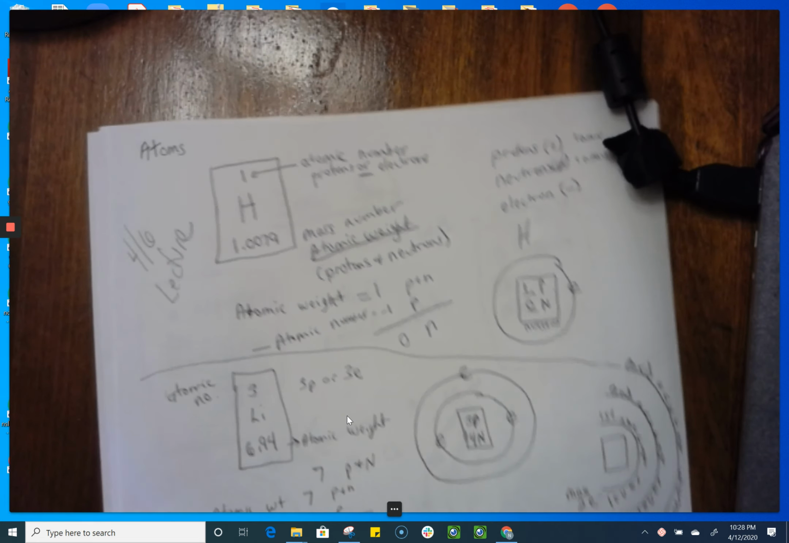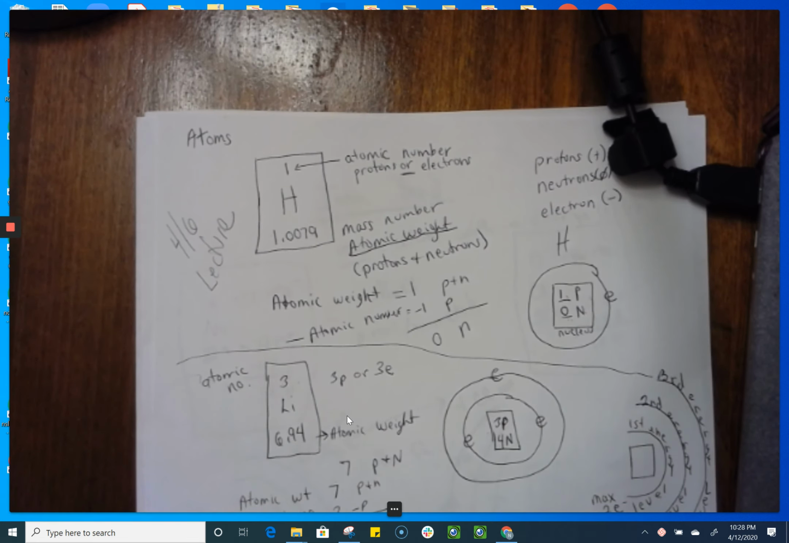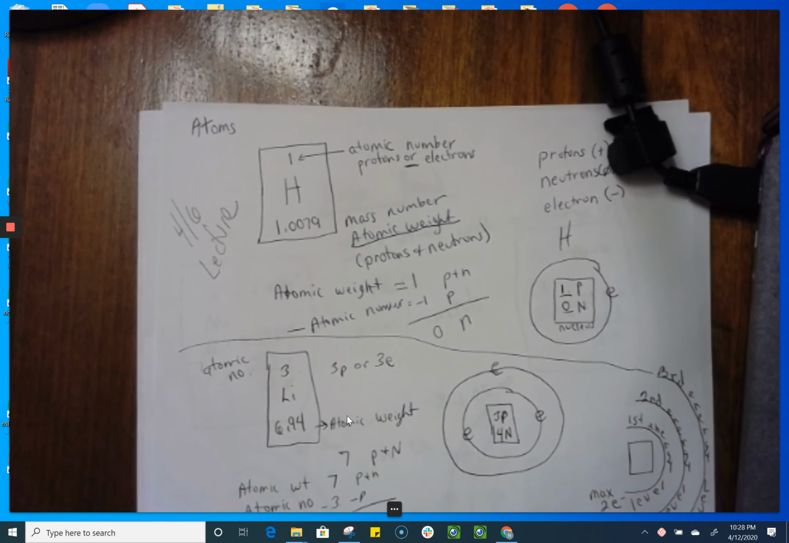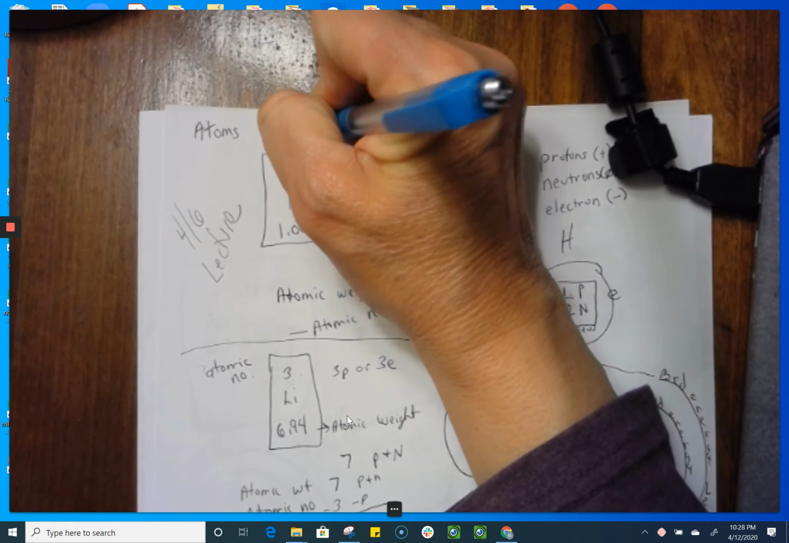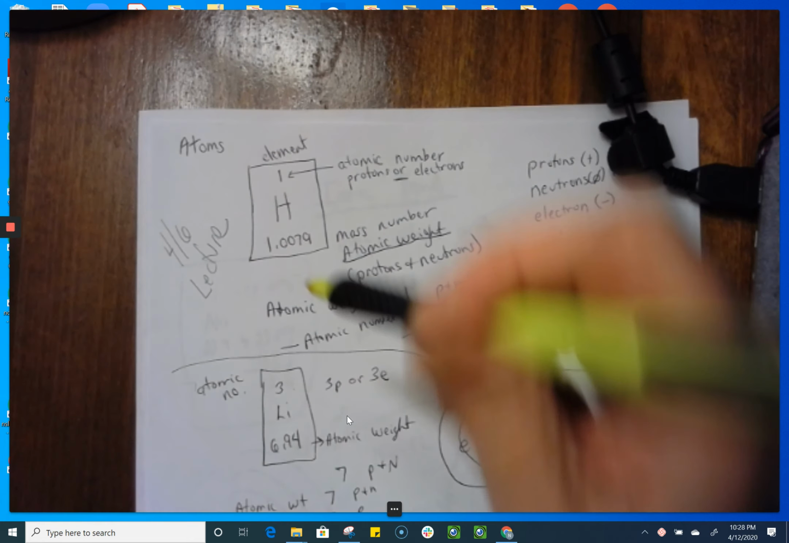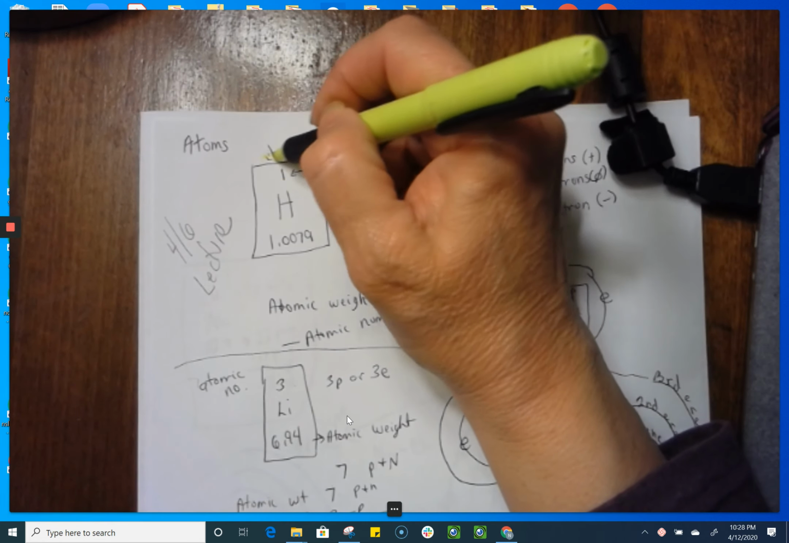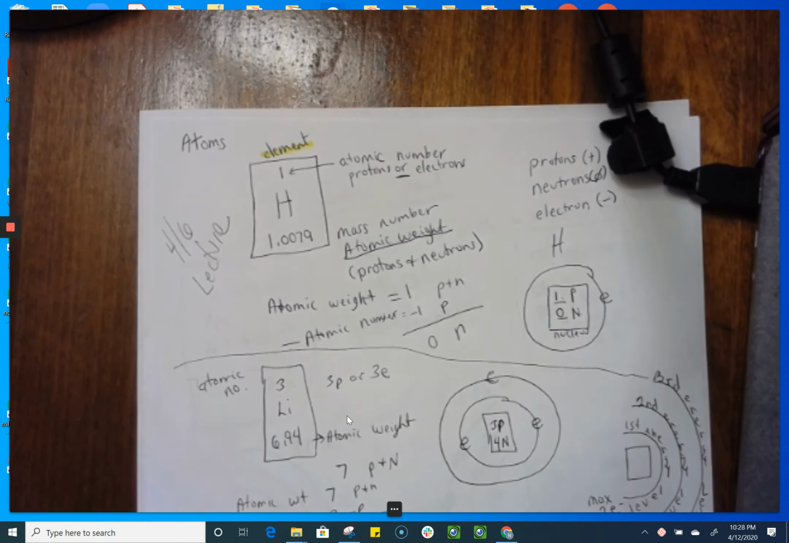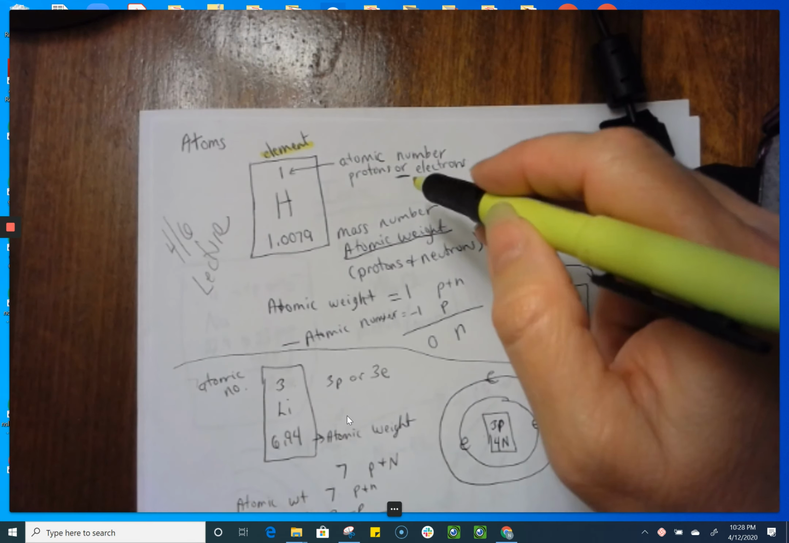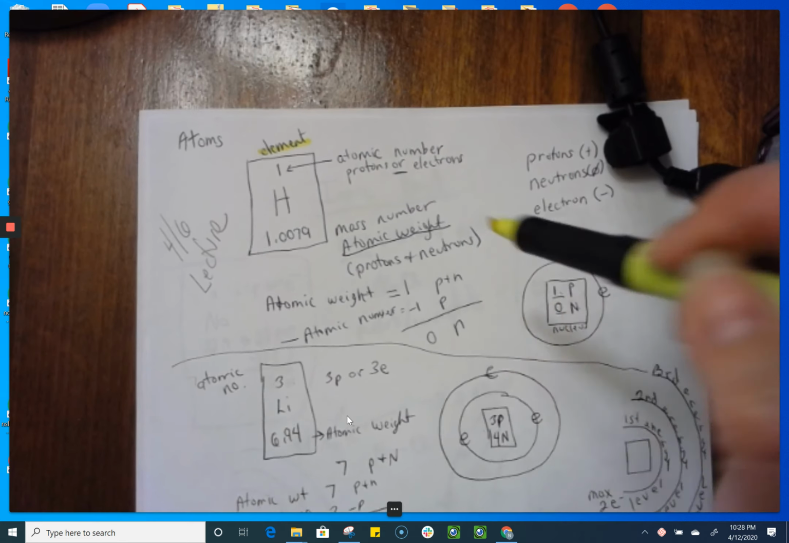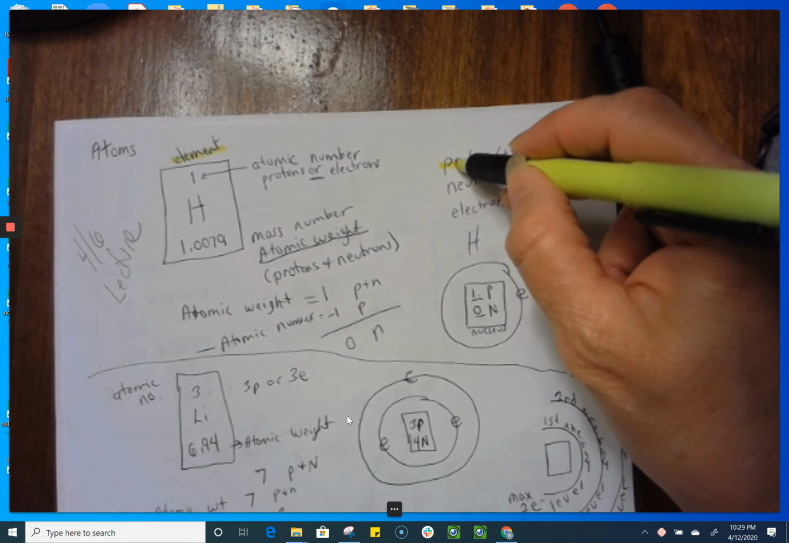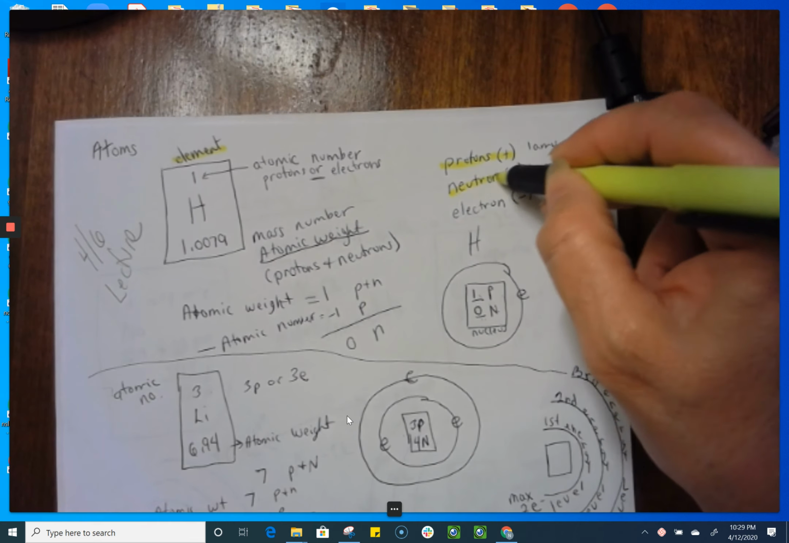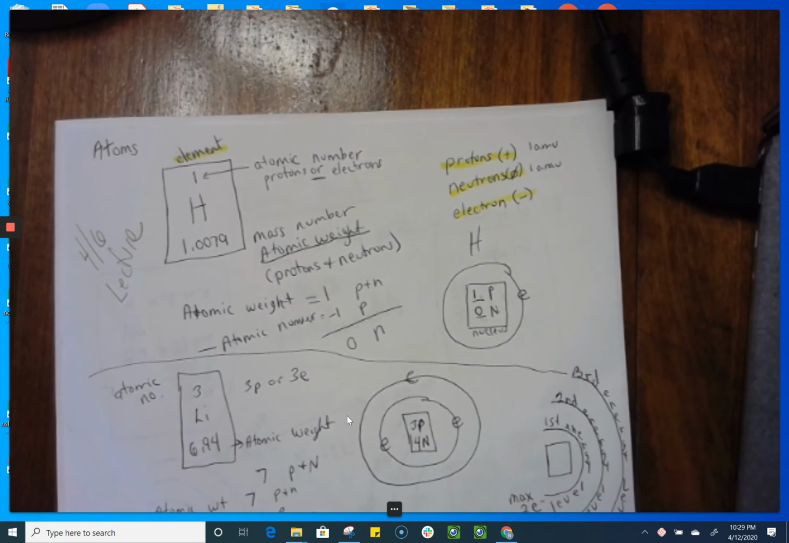And you need to remember that each box on the periodic table represents an element. Okay. And the atomic numbers and the mass numbers help you to figure out the number of particles, but the three basic particles in an atom are protons, neutrons, and electrons.